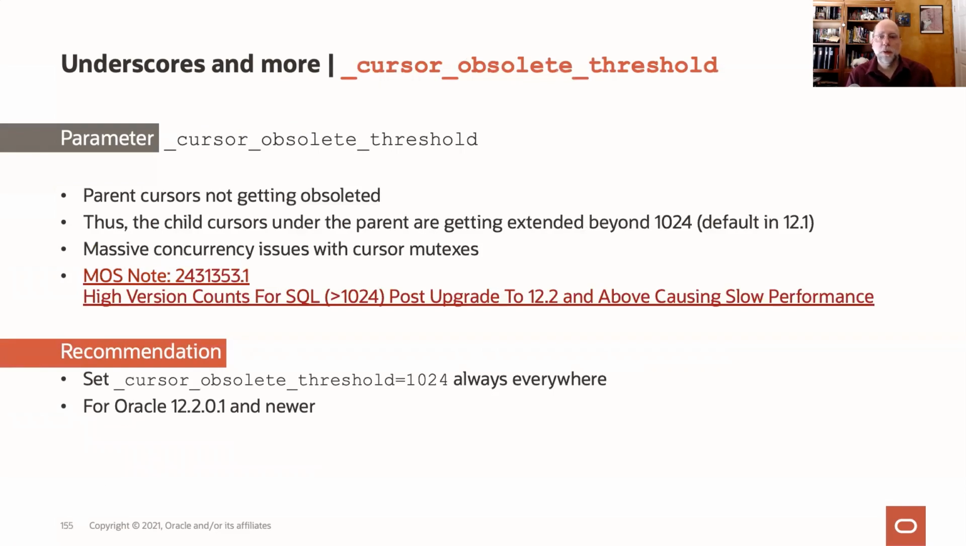Cursor obsolete threshold, this is an underscore parameter that had its default value change in 12.2. And frankly, the old value is perfectly fine and much better for most cases. So instead of the new default of 8192, we would advise most people to set cursor obsolete threshold back to 1024, unless you have a very highly consolidated multi-tenant environment with dozens or maybe hundreds of pluggable databases.